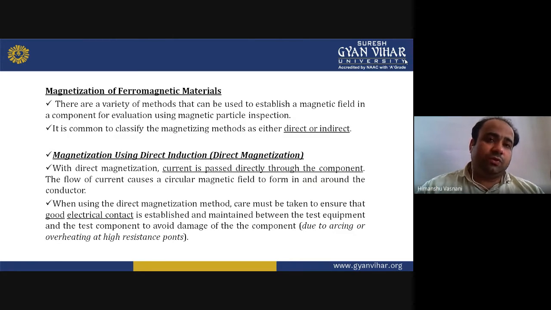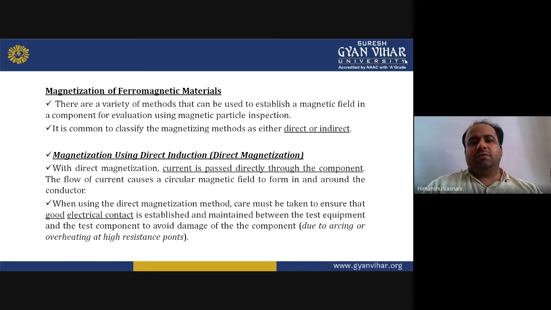Even in the hysteresis loop, we have studied, taking the example of a ferromagnetic material, saturation, coercivity, retentivity, and permeability. These terms are all studied with respect to the hysteresis loop, taking into consideration a ferromagnetic material. So we are discussing the magnetization of a ferromagnetic material.